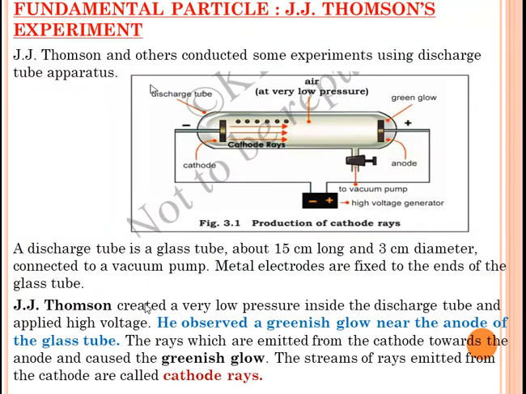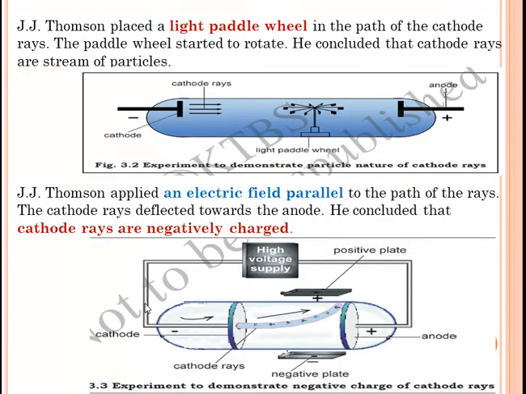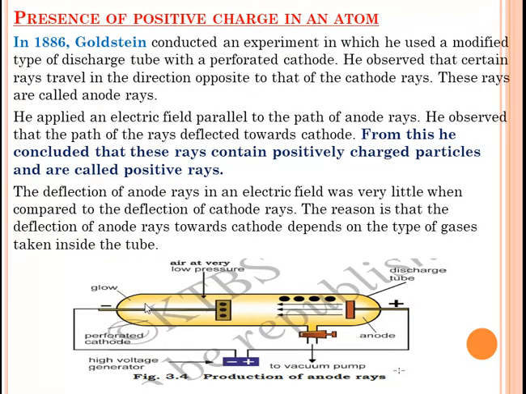Next, we have studied J.J. Thomson's experiment. In this experiment, he used a discharge tube, and he discovered what? Cathode rays, and he named those particles electrons. He used a light paddle wheel and an electric field parallel to those things. The electrons were discovered by J.J. Thomson.